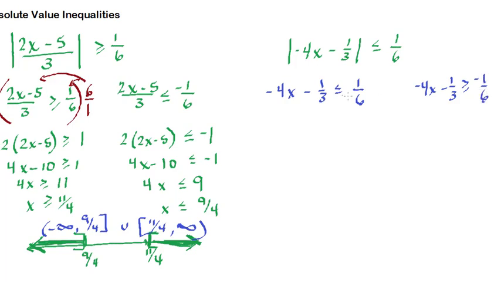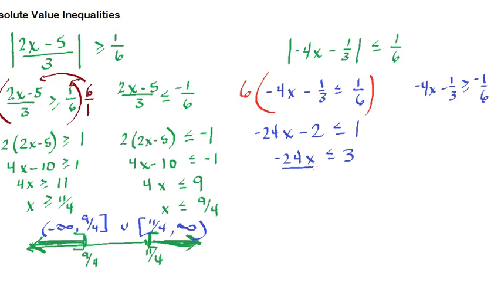I'm still going to multiply everything through by a 6. That way I get rid of my denominators. And I will end up with negative 24x minus 6 times 1/3 is 2, less than or equal to 6 times 1/6 is 1. See how pretty that is? So much nicer. I'm going to add 2, that would be a 3.